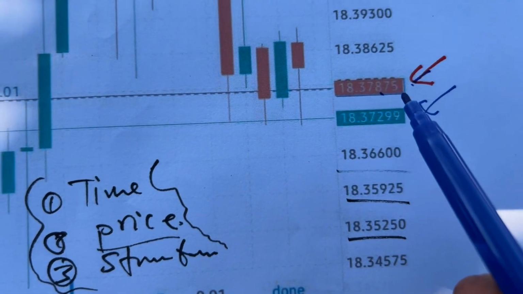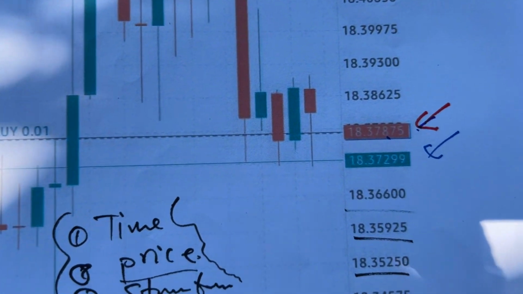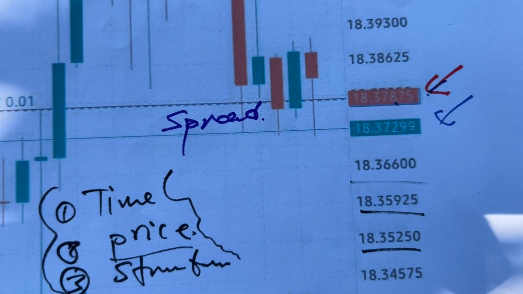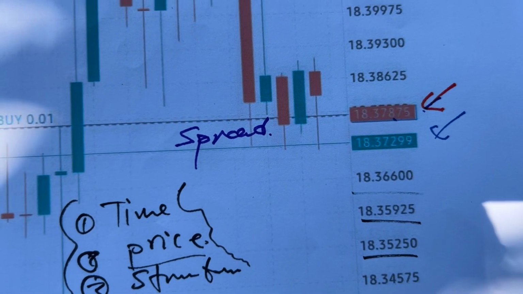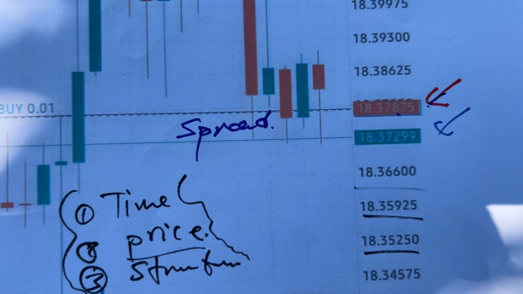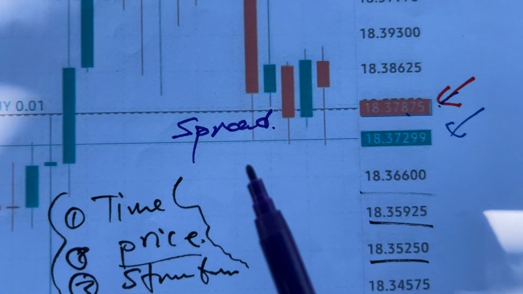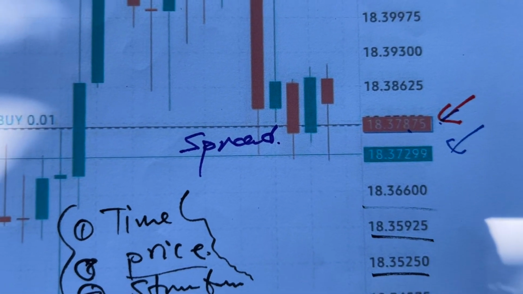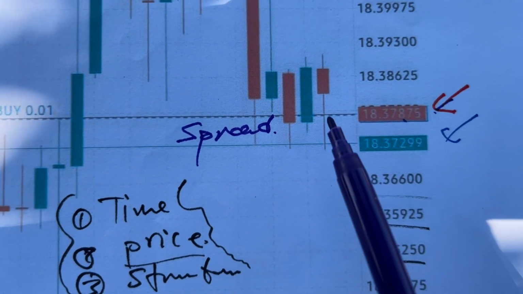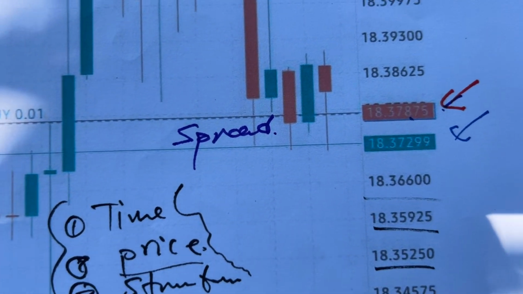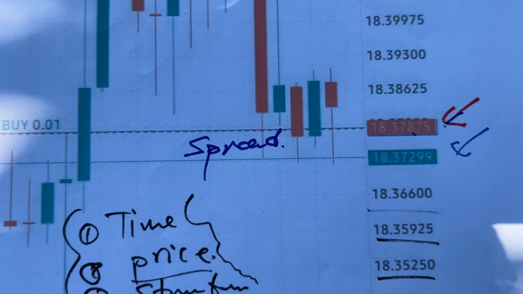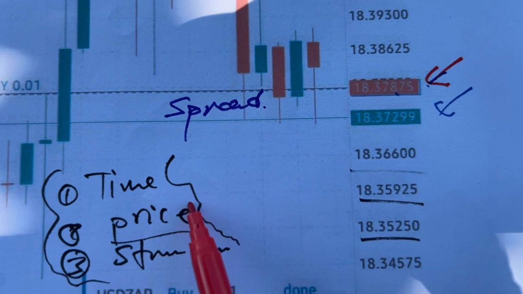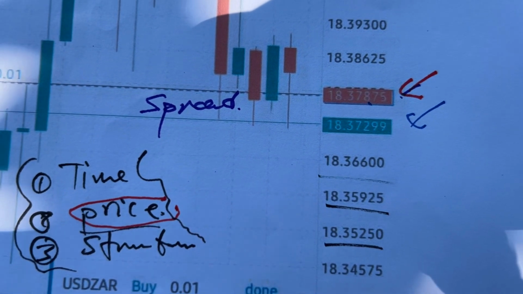Now, in between these two prices we have what we call a spread. That is a make-up price by the broker. Now, this spread is like this, right? These two lines are going to create the candlestick, using this price. And this is what we're talking about here, which is price.